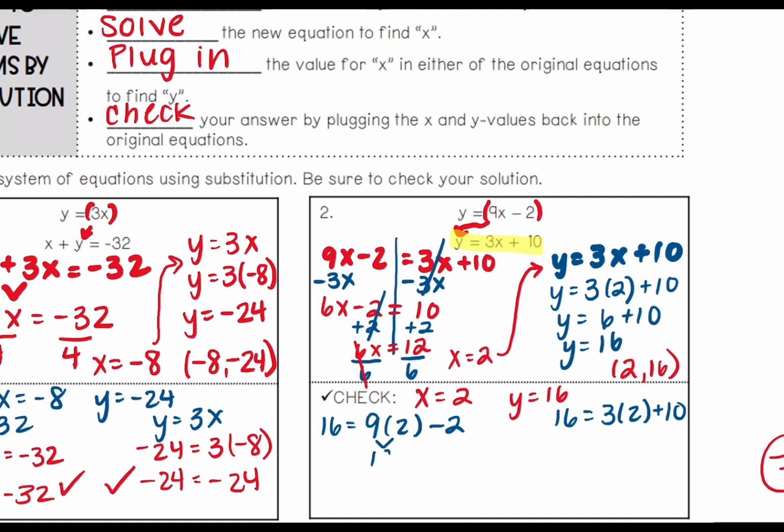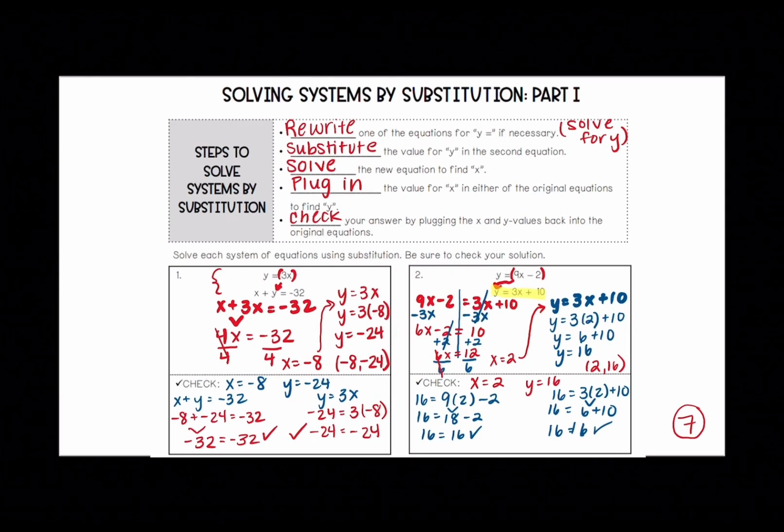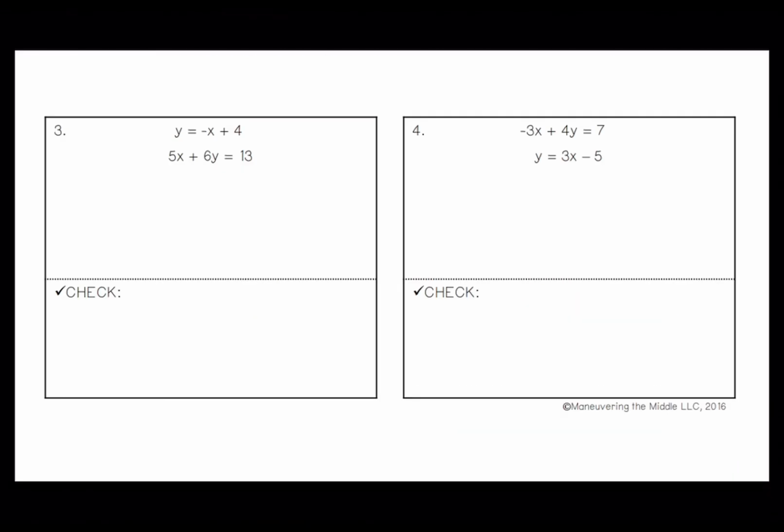9 times 2 is 18. So I'd have 16 equals 18 minus 2. Is that true? 18 minus 2 is 16. Perfect. Other side, we have 16 equals 3 times 2, 6, plus 10. Also true. 6 plus 10 is 16. So my work is checked. A lot of steps. Feels good in the end, though, to see them all worked out like that.